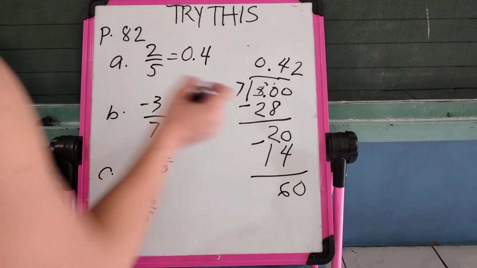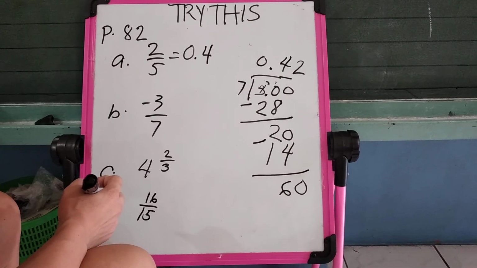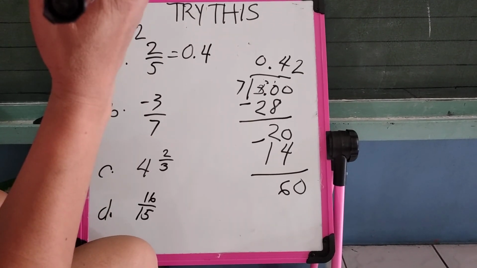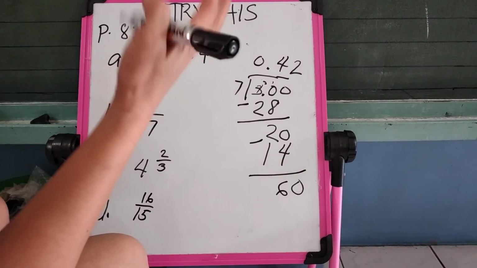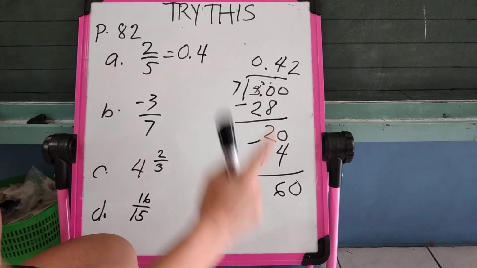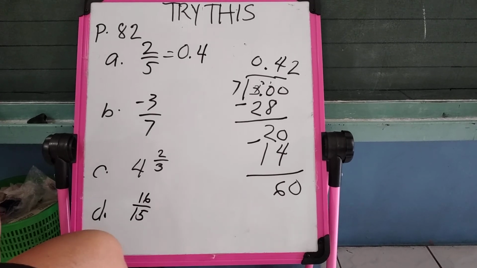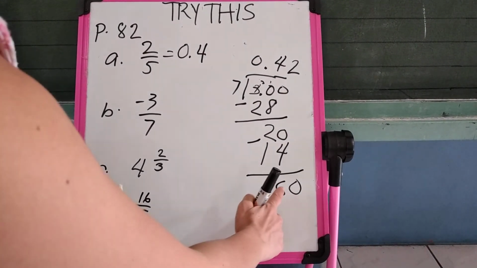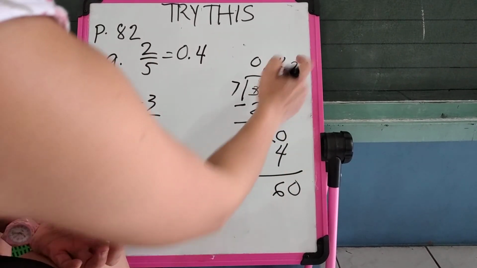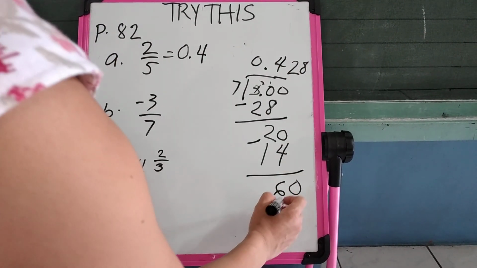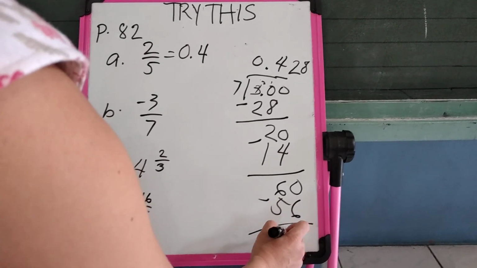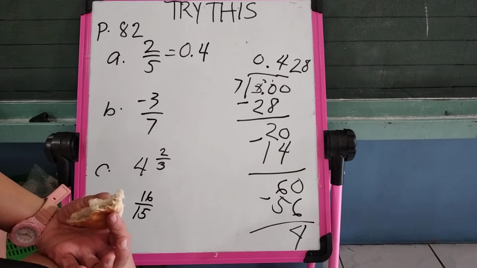So 60 divided by 7 will give you, say, how about 6, miss? 42. 7 times 7 will give you 49. 7 times 8 will give you 56. The closer to 60, the better, as long as you don't go beyond 60. So the answer is 8. 8 times 7 will give you 56. Subtract: 60 minus 56 will give you 4.